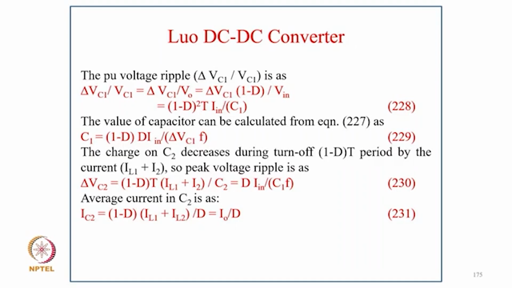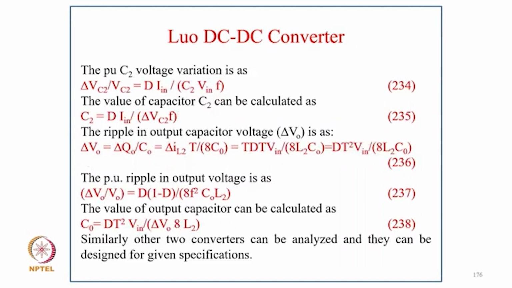The charge on C2 decreases during the turn off period by the current IL2 plus IL1 plus I2. So the peak ripple voltage is delta Vc equal to (1 minus d) dt (IL2 plus I2) divided by C2, that is equal to d In divided by C1 F. The average current in C2 is IC2, (1 minus d) (IL1 plus IL2) divided by C, equal to Io d. So the per unit capacitor voltage variation delta Vc2 upon Vc2 is d In divided by C2 F. The value of capacitor can be calculated: C2 equal to d In divided by delta Vc2 F.